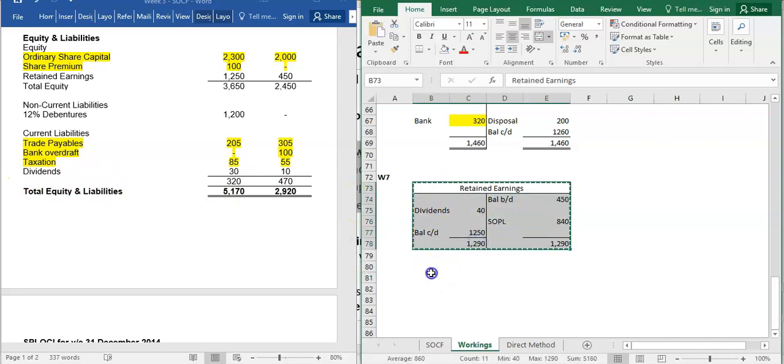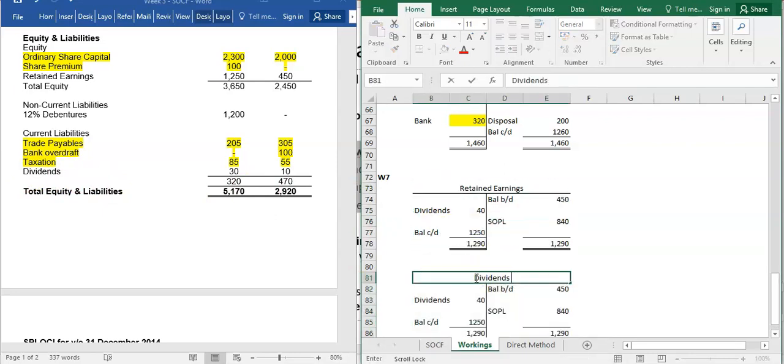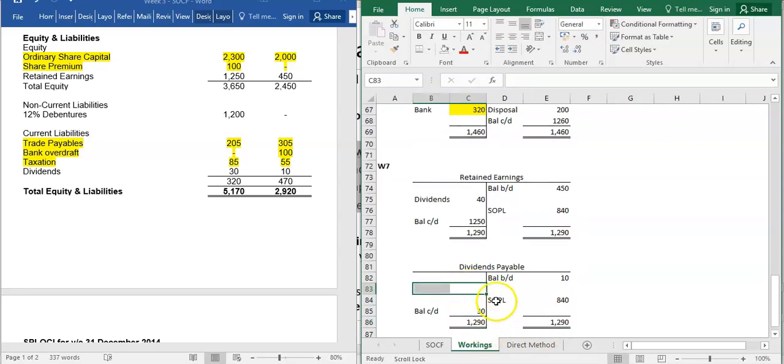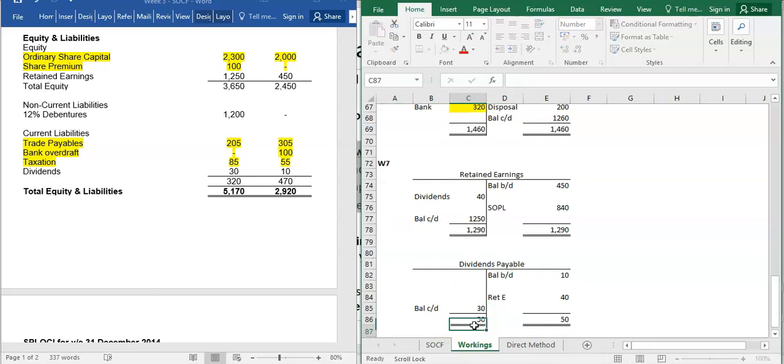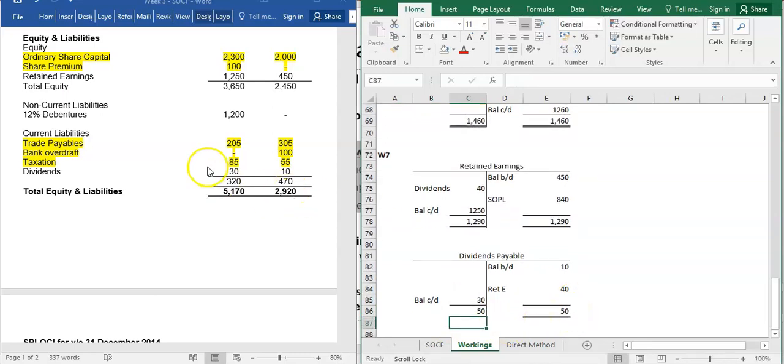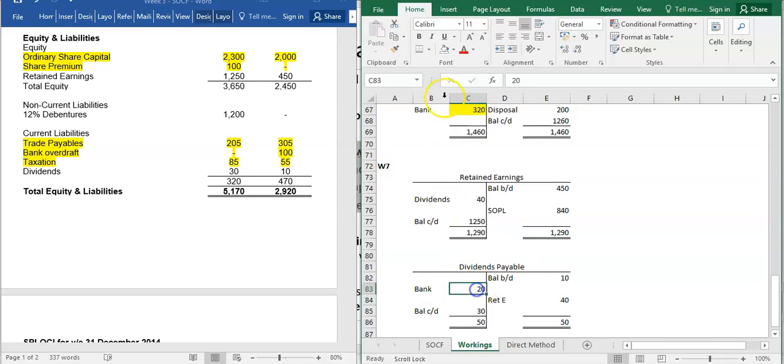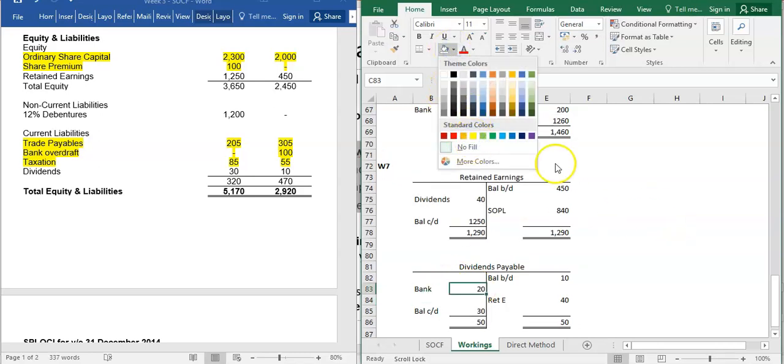So we actually have to do a second step here, dealing with dividends payable, to figure out how much we actually paid. Opening dividend payables were 10, closing dividend payable were 30. And we know in retained earnings, we declared 40 during the year. So if we had paid no dividends this year, we should have owed 50 at the year end. 50 on both sides. We actually only owe 30. So we must have credited bank, debit dividends payable to 20. And that is the amount that goes in for your figure in the statement of cash flows.